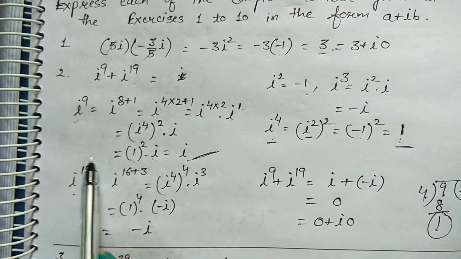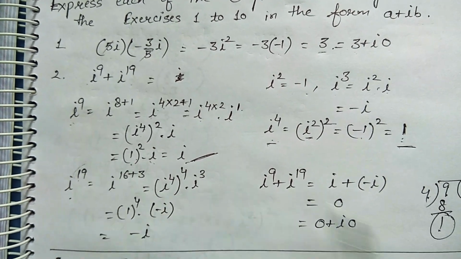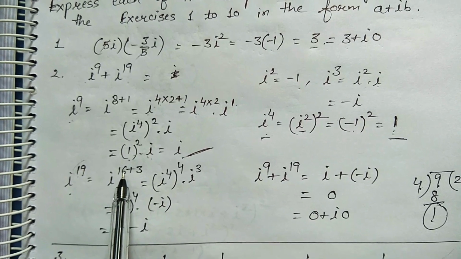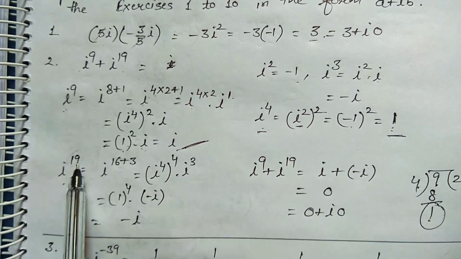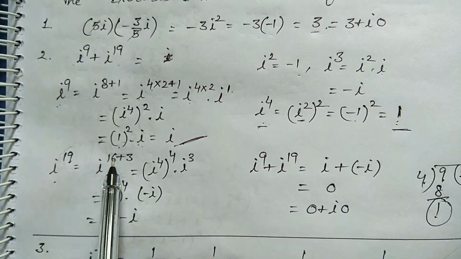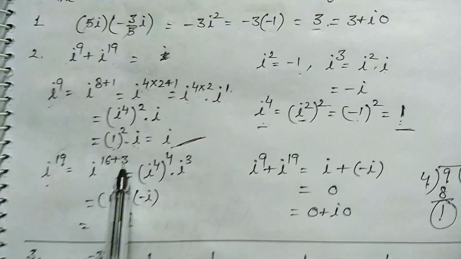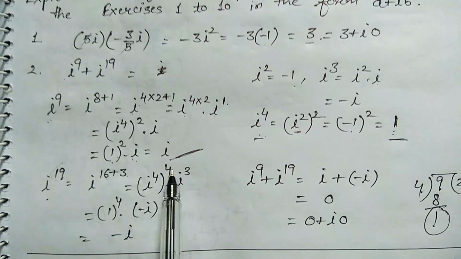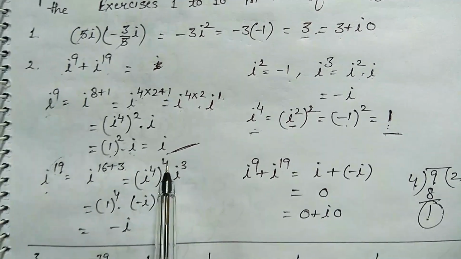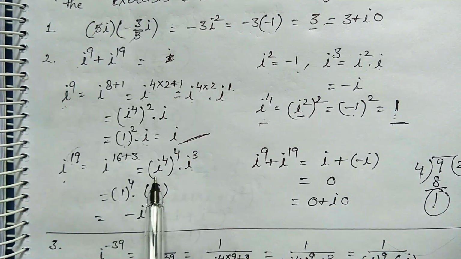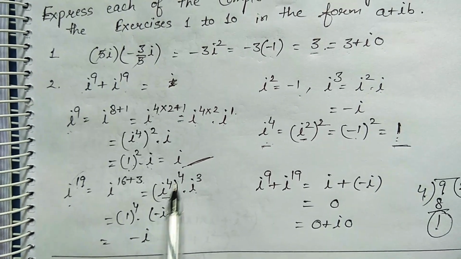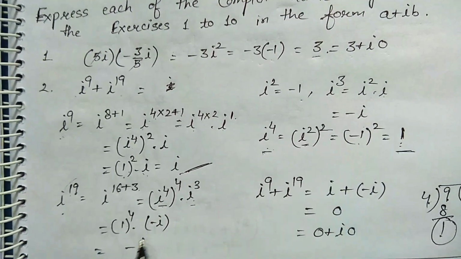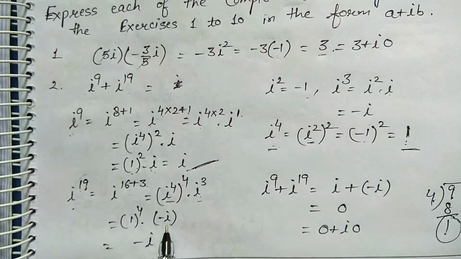Now iota power 19. Same. Firstly, we will change this into a multiple of 4 plus something. So it is iota power 19. 19 is 4 fours are 16 plus 3. So we can write 16 plus 3, and 16 is 4 into 4. So iota power 4 whole power 4 into iota cube. What is this? This is 1. 1 power 4 into iota cube. We know that iota cube is minus iota. So we can write iota cube as minus iota.